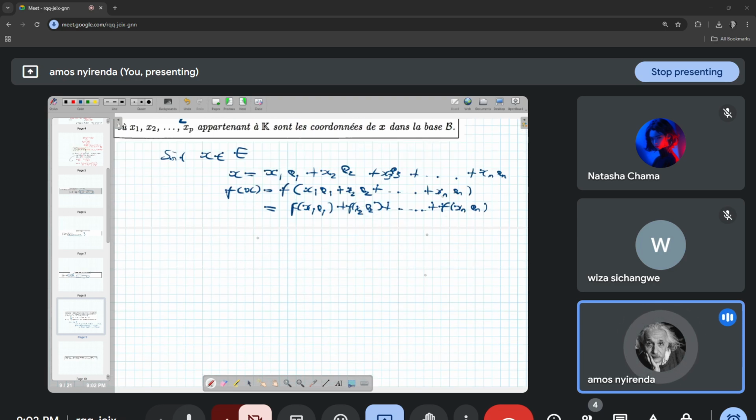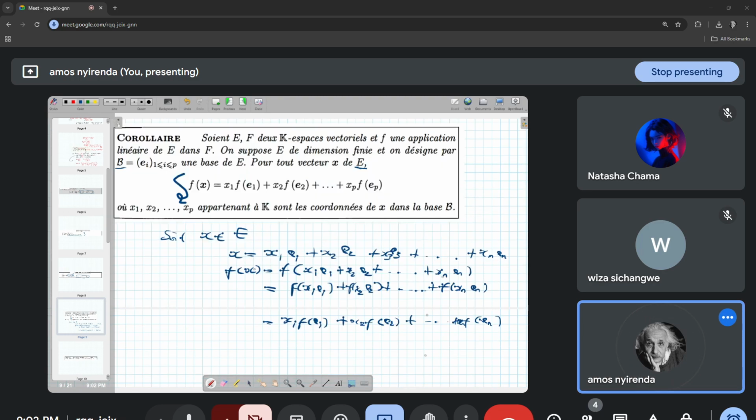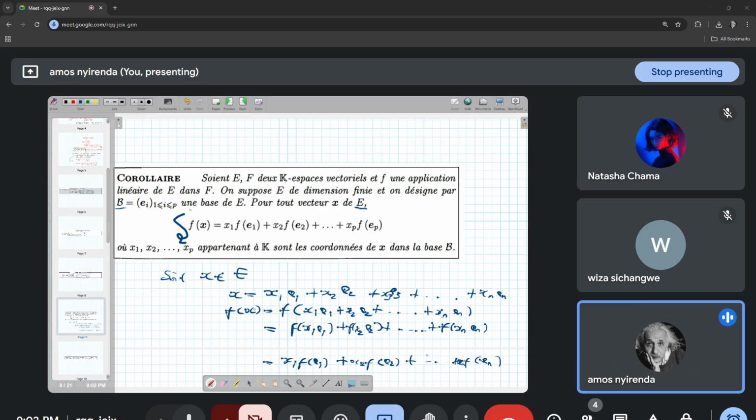Again, f est une application linéaire, so we know that f of lambda multiplied by some vector is lambda f of that particular vector. So here we have x1 f of e1 plus x2 f of e2, and then plus dot dot dot, and then plus xn f of en. So you get this. This is how you can think about how you can get this second property. And of course, I'm using n here as the index of the last element in the basis B.